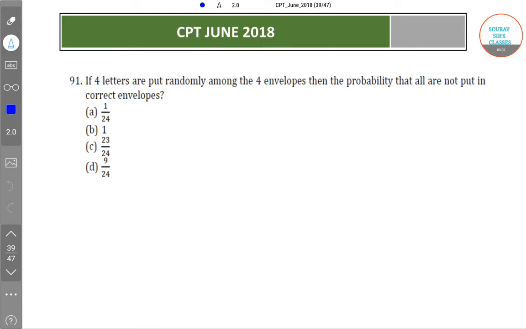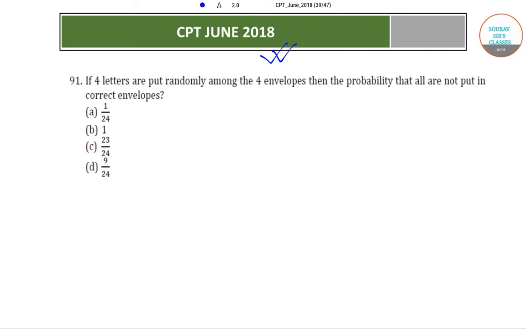Hello students, today we'll be solving the CPT question paper from June 2018. We'll be solving questions from the quantitative section only. We'll start off with question number 91.